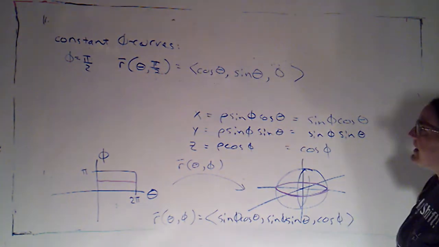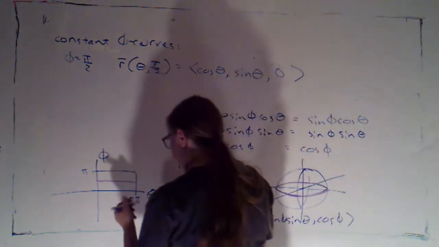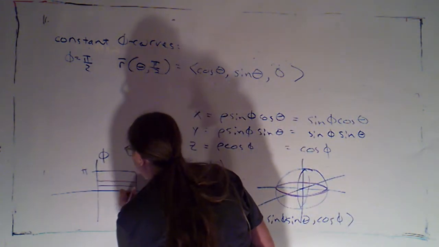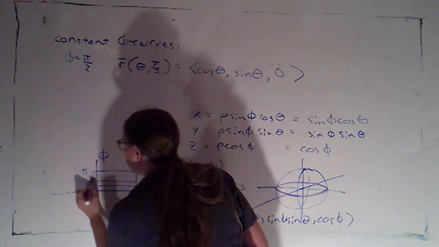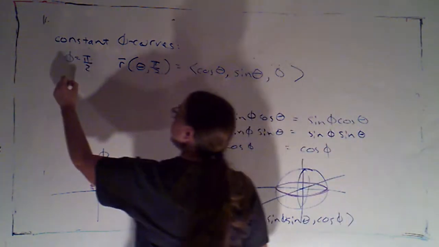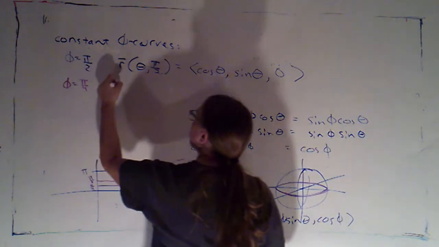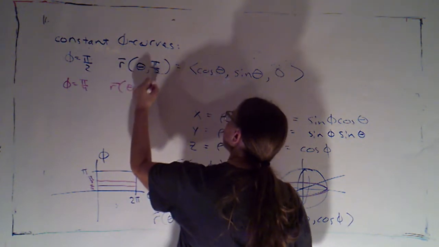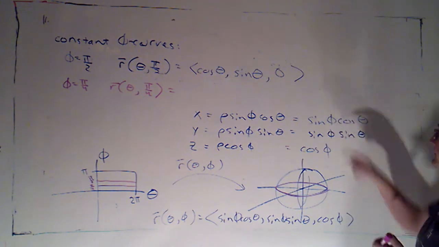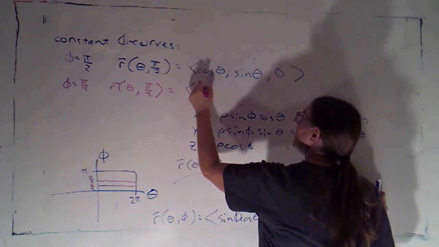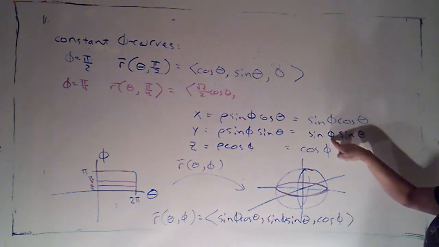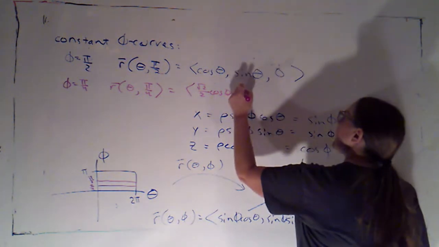Let's see what happens if I pick a different phi value. Let's maybe pick phi equaling pi over 4. So here was pi over 2. Let's look at pi over 4. Okay, so if phi is pi over 4, I'm going to get r of theta comma pi over 4. And so let's see. That's going to be sine of pi over 4, which is just root 2 over 2, times cosine of theta. Sine of pi over 4 is still root 2 over 2, but now I'm multiplying that by sine theta.